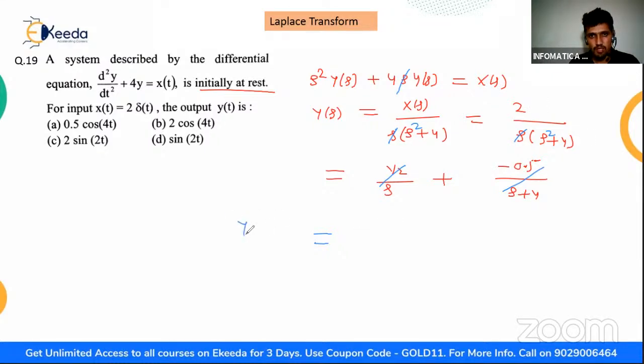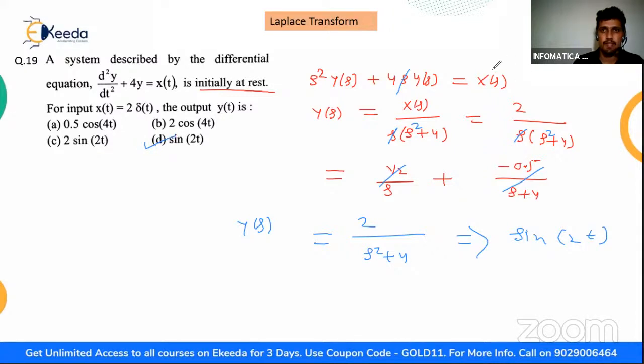So what is Y(s)? Y(s) is 2 upon s square plus 4, which we know is simply a upon s square plus a square, which is sine of 2t. When we convert to the inverse Laplace transform, we will get sine 2t. So always read the question very carefully.